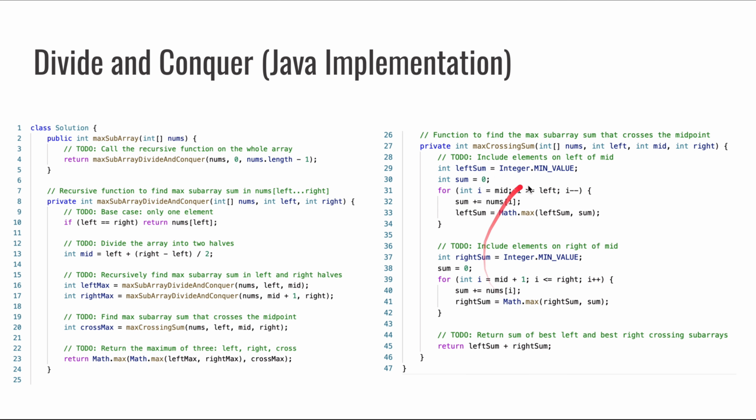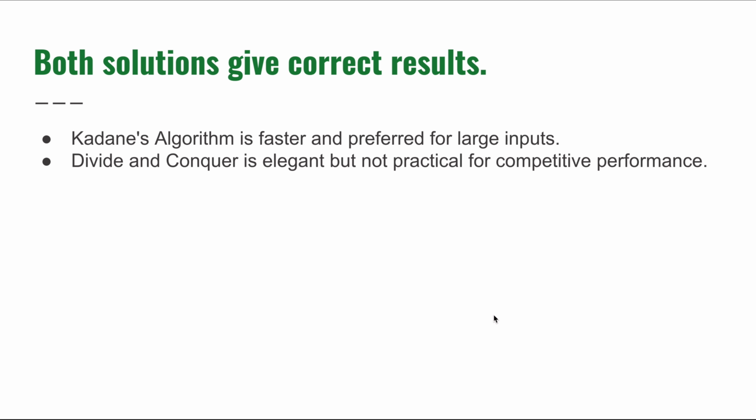Another function we have created is the max crossing function, which finds the max subarray sum that crosses the midpoint. Just go through the code and you will understand very easily. It is not required because it's not a better approach, but if you want to understand divide and conquer, pause this video and try it yourself. If you have any doubt, please ping me in the comment box. Both solutions give correct results, but the Kadane algorithm is faster and better for larger inputs, while divide and conquer is elegant but not practical for competitive performance.